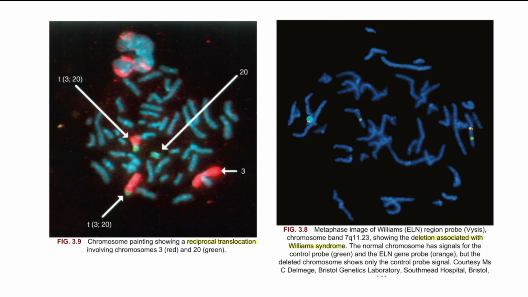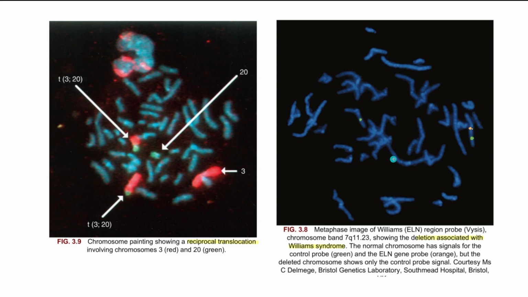Now in the second example here, we actually wanted to diagnose a microdeletion syndrome. So what did we do? Again, we had two probes. We had a green probe and we had an orange probe. We used the green probe as a control probe to identify that these two chromosomes are the same chromosome. So the green probe attached to this chromosome, and then attached to this chromosome, which is chromosome 7. Now we confirm that these two chromosomes are actually pairs.